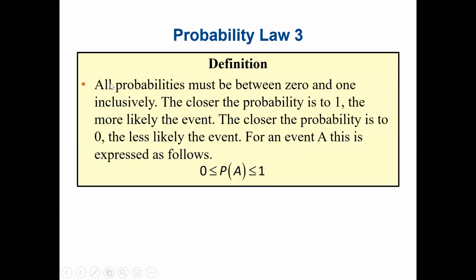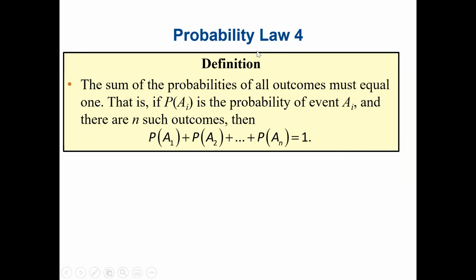Now, law number 3, all probabilities must be between 0 and 1 inclusively, which means include 0 and 1. The closer the probability is to 1, the more likely the event. The closer the probability is to 0, the less likely the event. So for an event A, this is expressed as follows: probability of A is less than or equal to 1 and greater than or equal to 0. So all probability values must be between 0 and 1 inclusively.